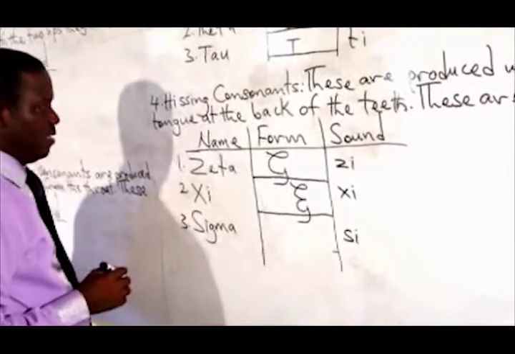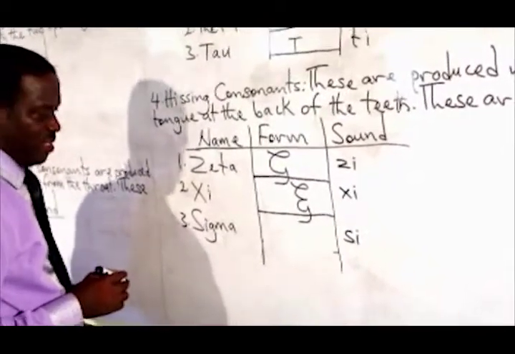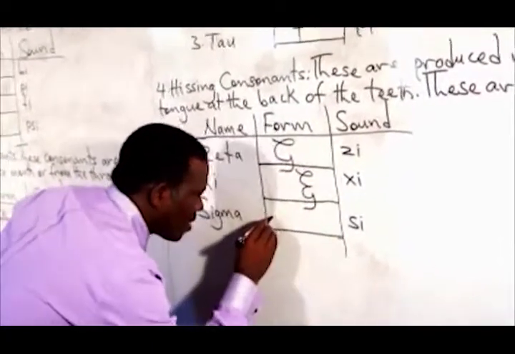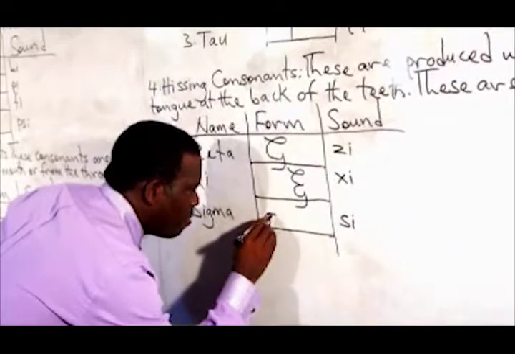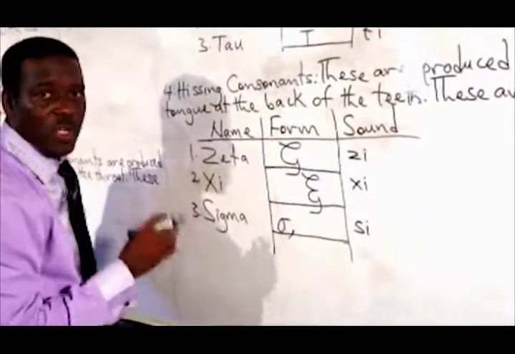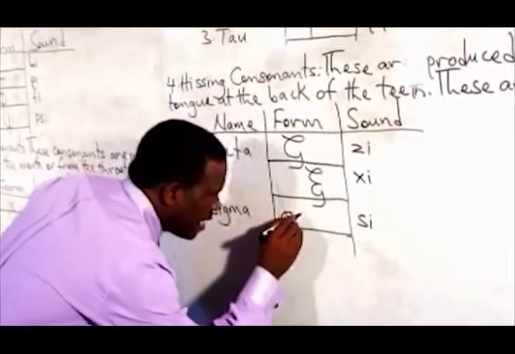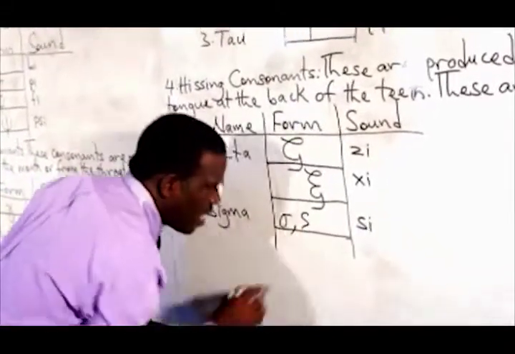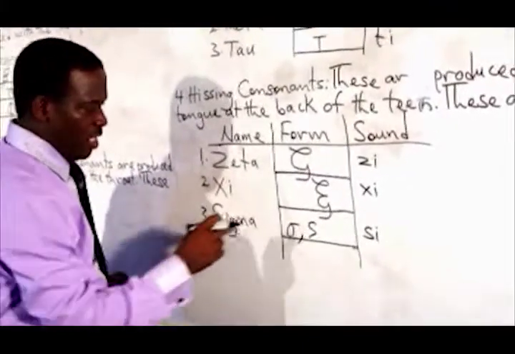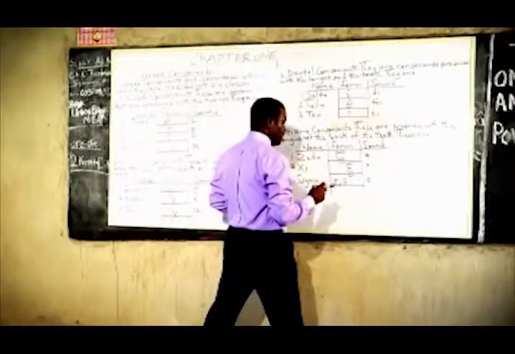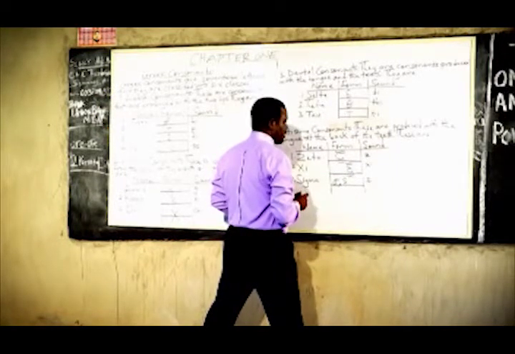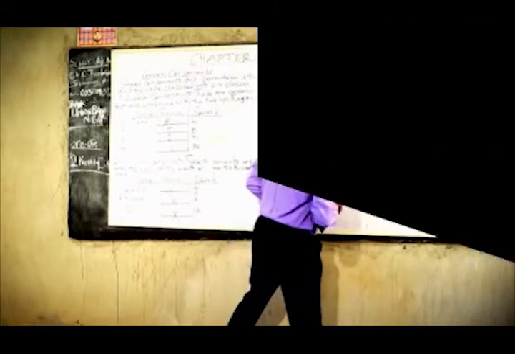Then the last one in hissing consonants is sigma. Sigma has two forms. The first form appears at the beginning of a word or in the middle of a word, while the second form appears as the last letter in a word. If sigma is the last letter in a word, the second form is used. And sigma sounds as S.